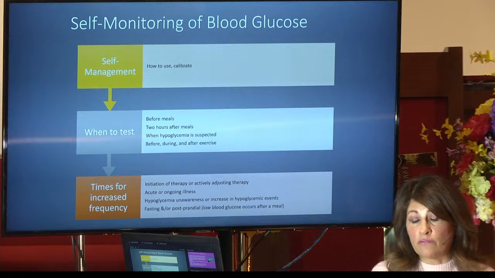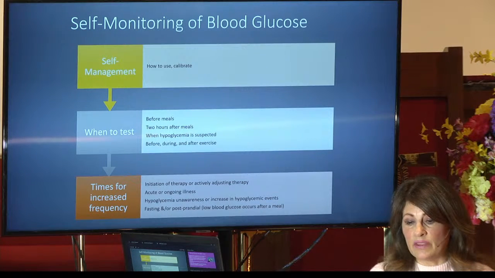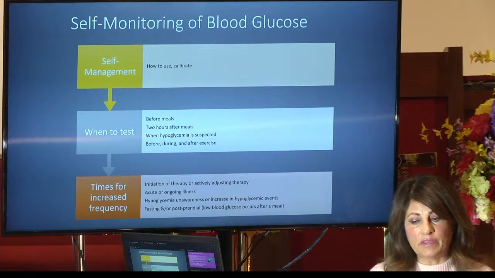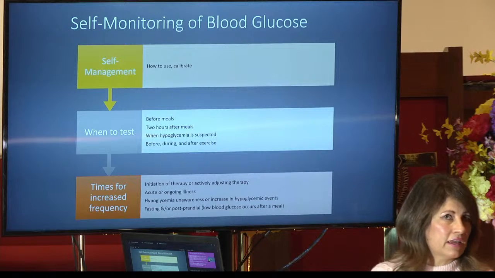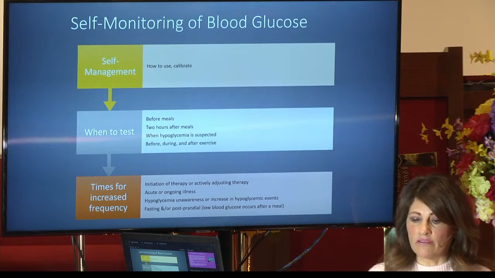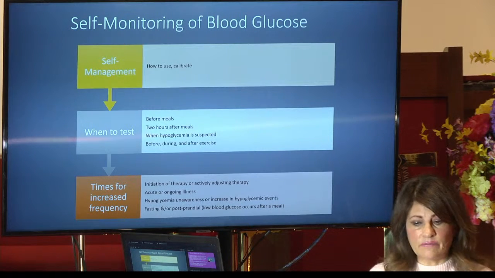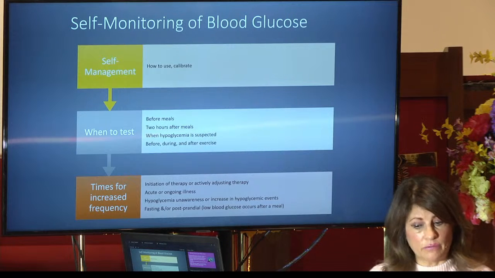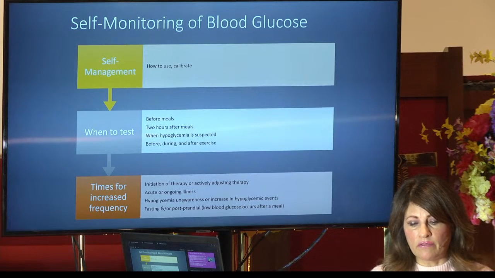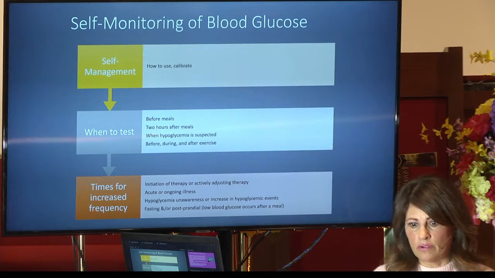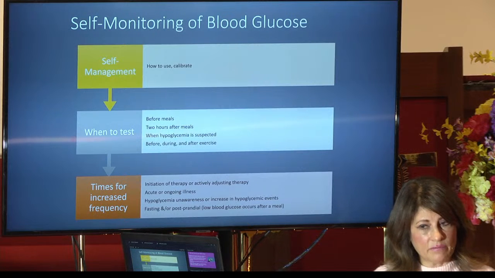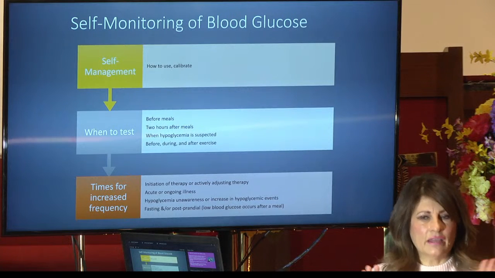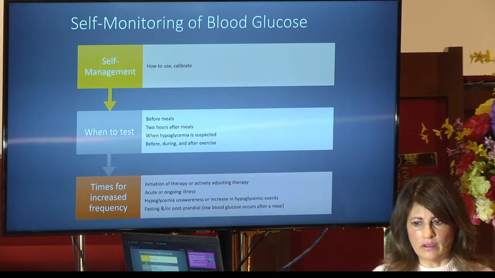Any time for increased frequency, it has to be done. Initiation of a therapy or actively adjusting a therapy, you're bringing something on new. Something is changing. They're giving a new medication. Can throw a lot of things off. Fasting, low blood glucose occurs after a meal too. So that's a whole other thing. If they have signs and symptoms, you think, oh no, they just ate. It can't be. It can be. You have to check. Don't be afraid to check.